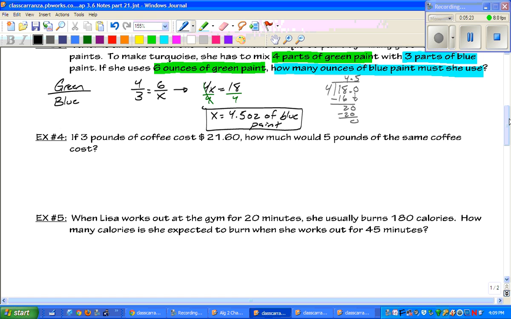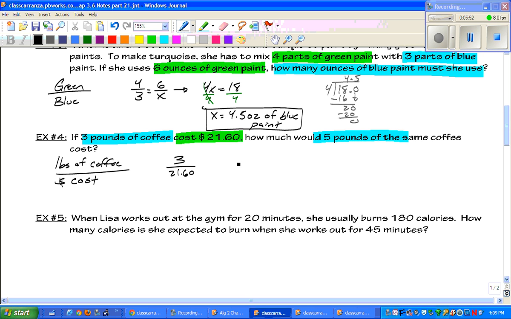All right, number 4. If 3 pounds of coffee cost $21.60, how much would 5 pounds of coffee cost? They're talking about pounds of coffee compared to the cost, and that's in dollars. 3 over 21.60 equals 5 over x, since you don't know the cost.